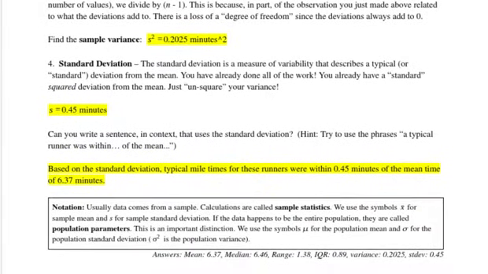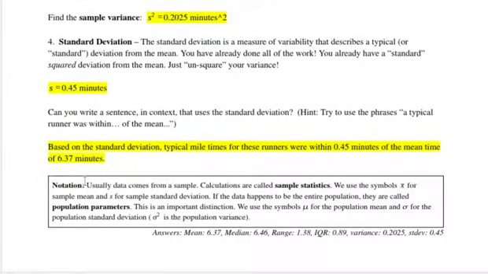And so finally putting that in a sentence, that's a powerful number to be able to communicate. So you'd say, based on the standard deviation, typical mile times for these runners were within 0.45 minutes of the mean time of 6.37 minutes. So you kind of have this sense for a typical runner based on the mean, on average, was 6.37 minutes, but they weren't all 6.37 minutes. In fact, probably none of them were. They were just close to that. And the 0.45 gives you an estimate for how far the typical runners were away from the mean.